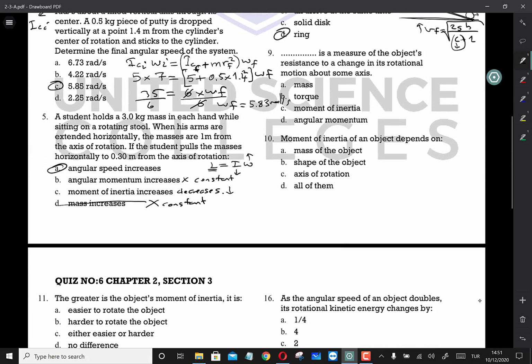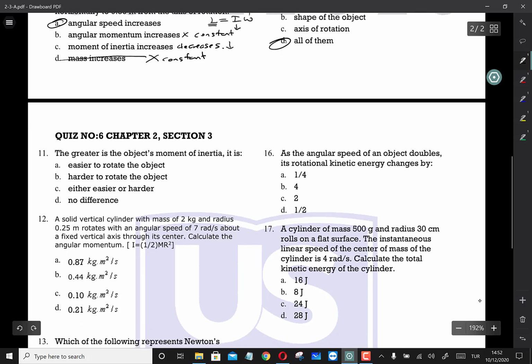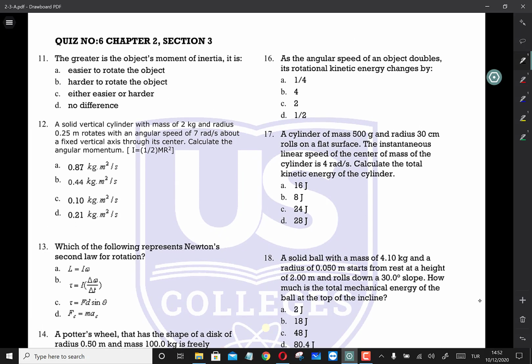Moment of inertia is a measure of the object's resistance to a change in rotational motion about some axis. This is the definition of moment of inertia. So answer is C. Moment of inertia of an object depends on mass of the object, shape of the object, and axis of rotation. Yes, all of them are correct. The greater the object's moment of inertia, the harder to rotate the object. So greater moment of inertia, harder to rotate the object.